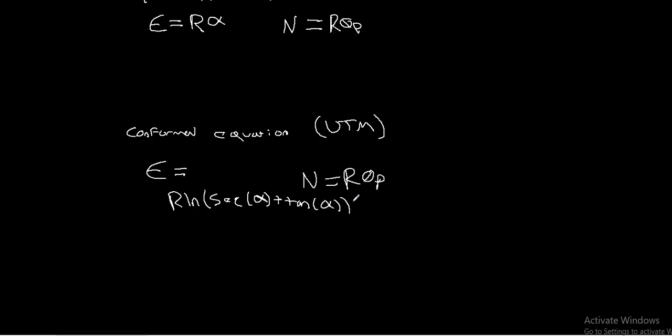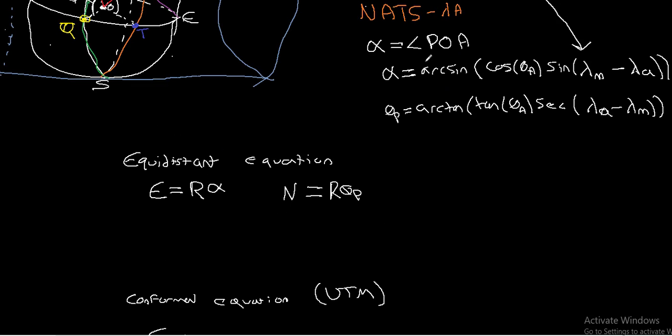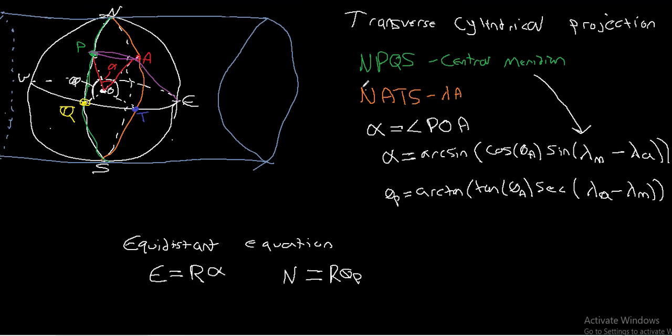So again, I know we're just kind of putting down these equations here, but hopefully you see how these are related to these and how these are related to our reference globe and developable surface that we drew. If you have any questions, please reach out. And in the next video, we're going to go through a couple of examples of actually using these equations to calculate eastings and northings.